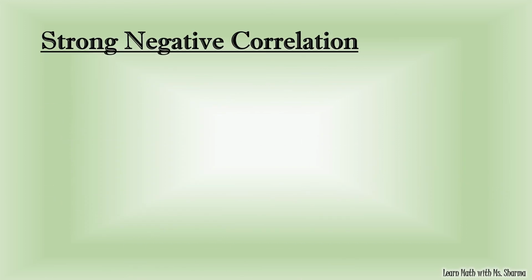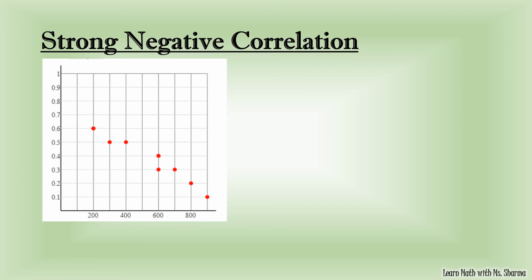Strong negative correlation. Similar to the positive, the data are closer together. If we draw the line, most of the data will be on the line and some will be closer to the line.